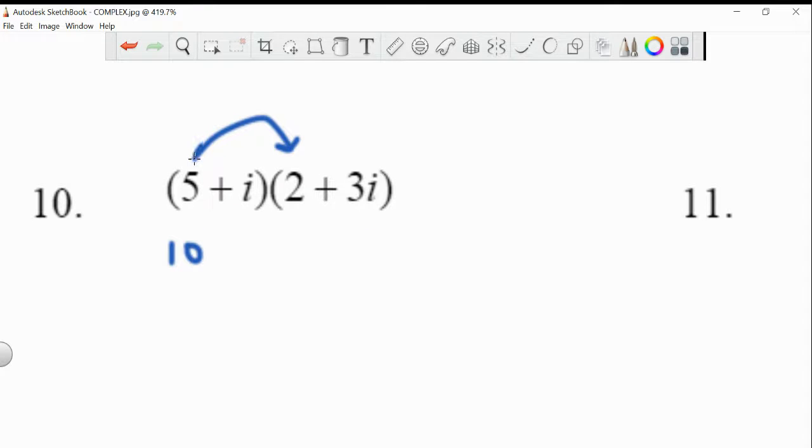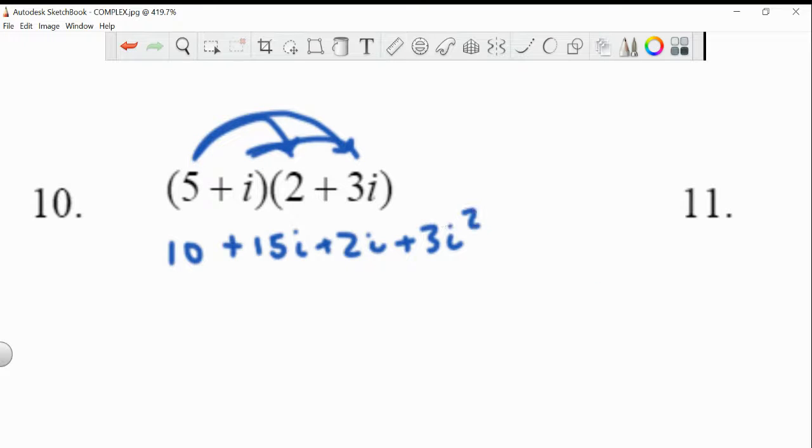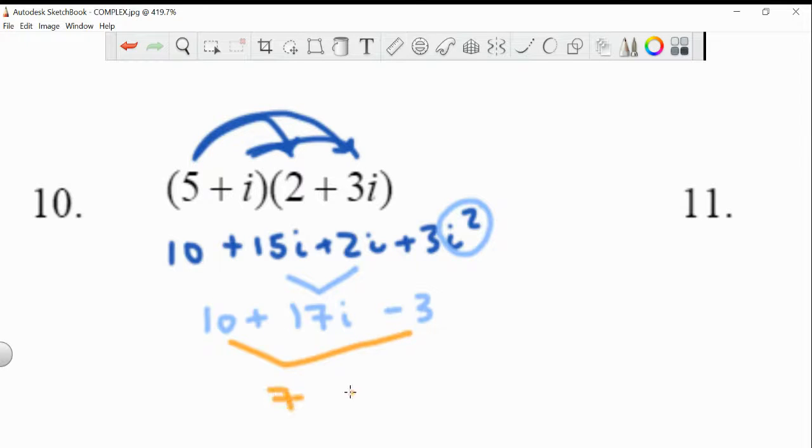5 times 2 is 10. 5 times 3i is 15i. These two numbers would make 2i, and these two numbers would make 3i squared. Now again, a very repetitive process. The middle two are going to combine: 17i. This final number is going to get turned back into a real number because i squared is going to make it -3. We still need to keep this 10. And then, of course, these two real parts are going to combine to make 7.